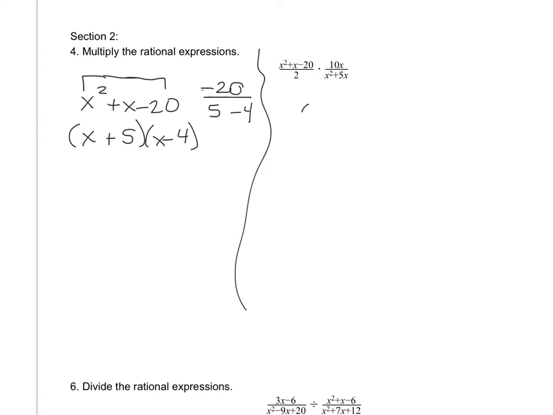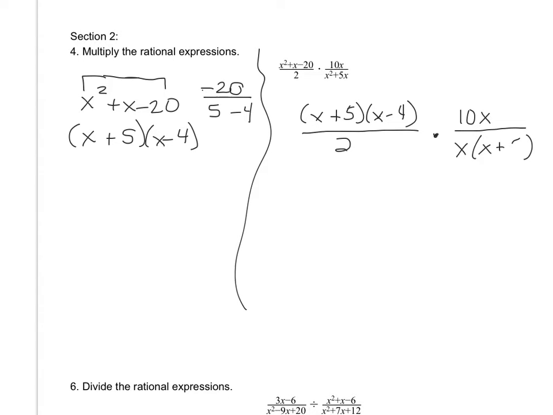So if I go over to my expression, I will now replace that top left with x plus 5, x minus 4, over 2 times 10x, which really doesn't factor. And then the bottom we have x squared plus 5x, which both terms have an x. There's only 2, so I can take a GCF out of x. So I take an x out of both, so I'm left with an x in the first and just a 5 in the second.